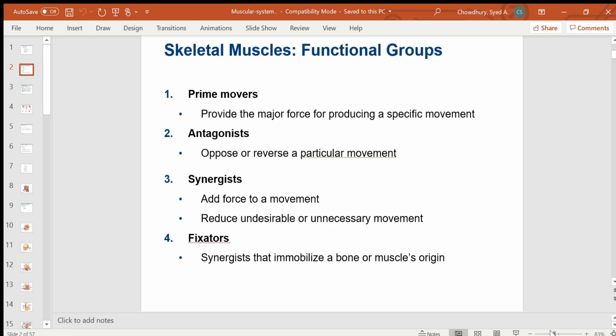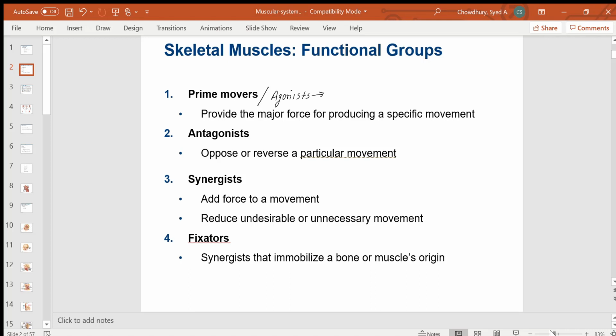First, functional groups. We divide the muscles into 4 functional groups based on the type of functions they perform. Prime movers are the main muscles, the primary muscles for a particular movement. For example, when you flex your forearm, the biceps brachii is the main muscle that causes the flexion of the forearm. Biceps brachii is the prime mover. Antagonists are the muscles that act against the agonists.